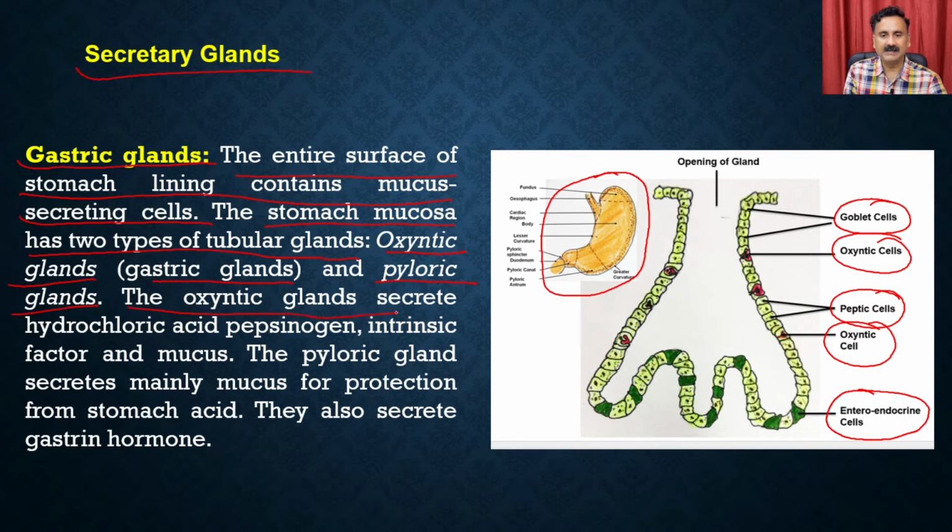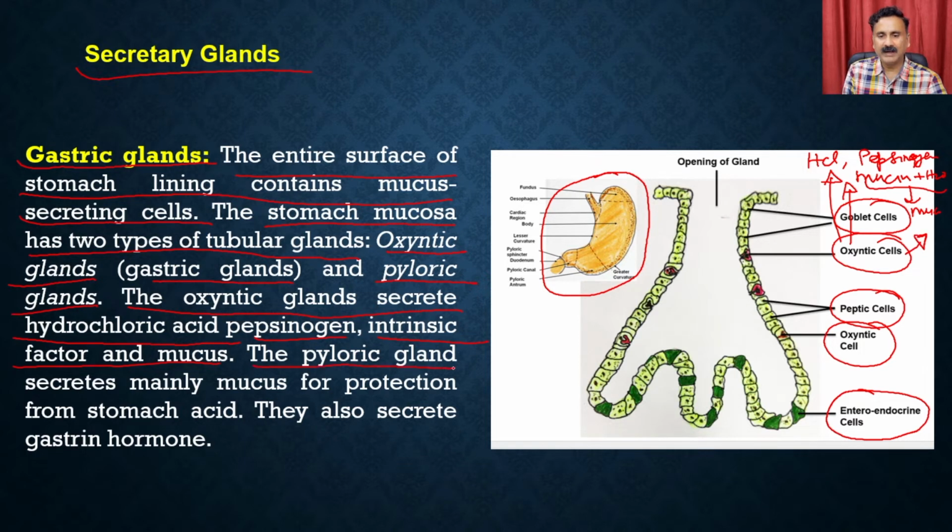The oxyntic glands secrete the hydrochloric acid, pepsinogens, intrinsic factor and the mucus. So, this is the major cell which is going to secrete the HCl, then it is also going to secrete the pepsinogen, which is an enzyme that digests the proteins, and then it also has the intrinsic factor and the mucus. It is going to secrete the mucin, which is going to form a complex with the water, and that is why it forms the mucus, and then it also secretes the intrinsic factor.